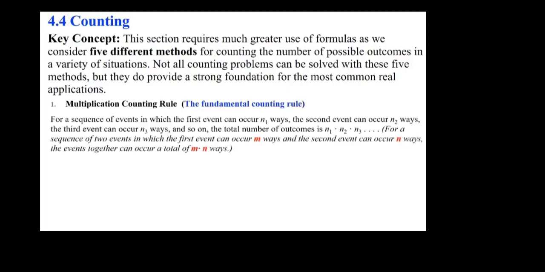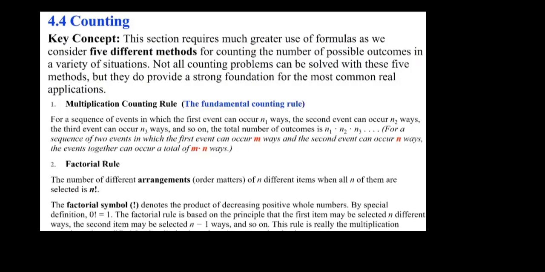For a sequence of events in which the first event can occur n1 ways, the second event can occur n2 ways, the third event can occur n3 ways, and so on, the total number of outcomes is n1 times n2, etc. For a sequence of 2 events in which the first event can occur m ways and the second event can occur n ways, the events together can occur a total of m times n ways. That is known as the fundamental counting rule, or multiplication counting.